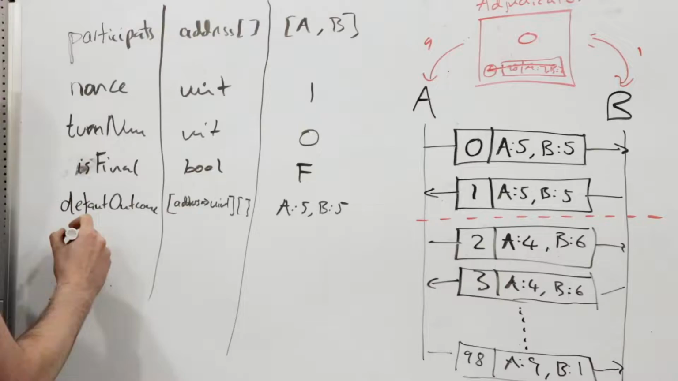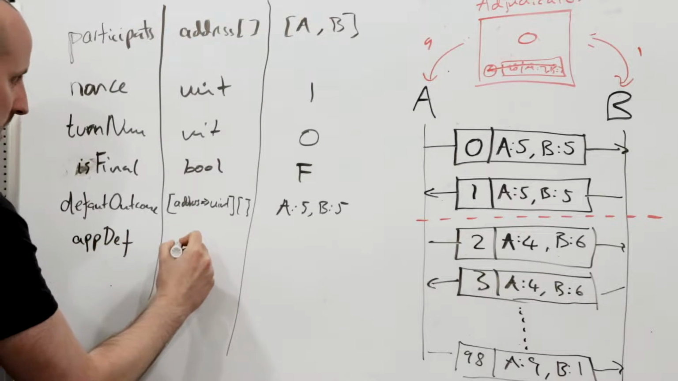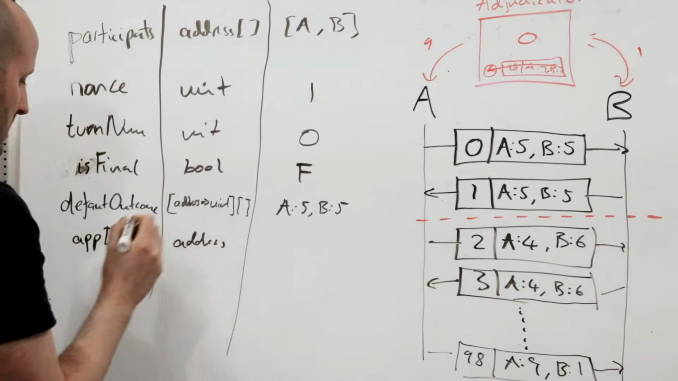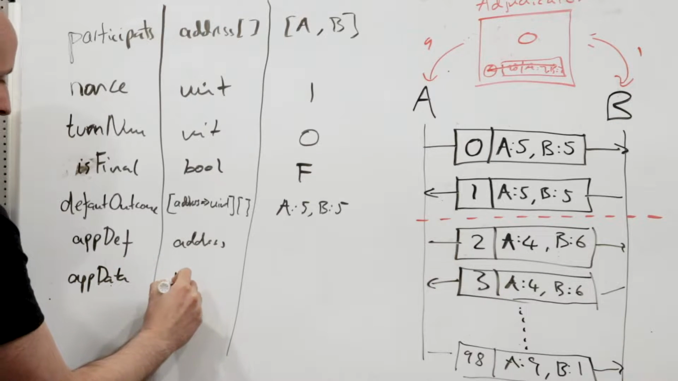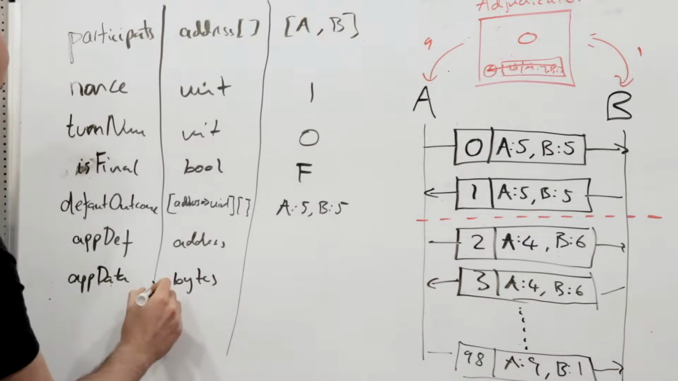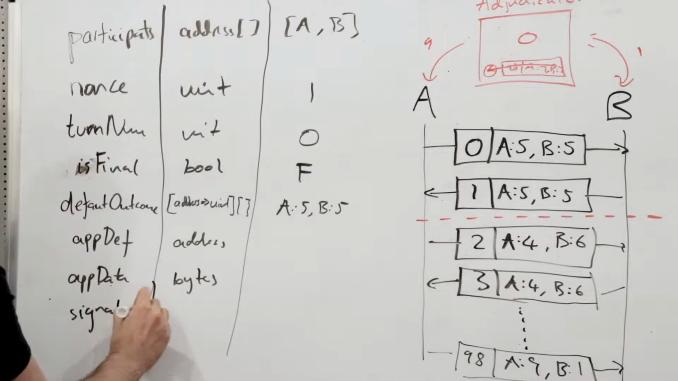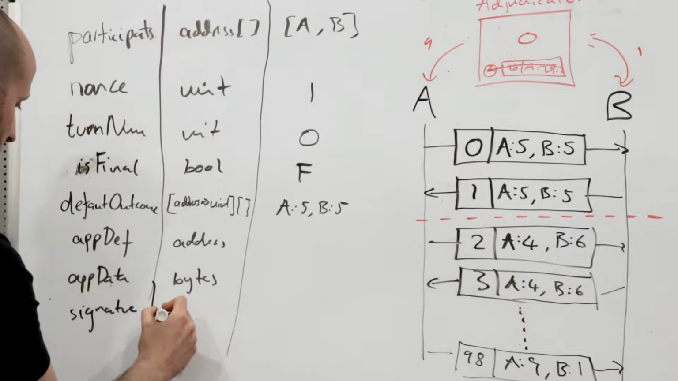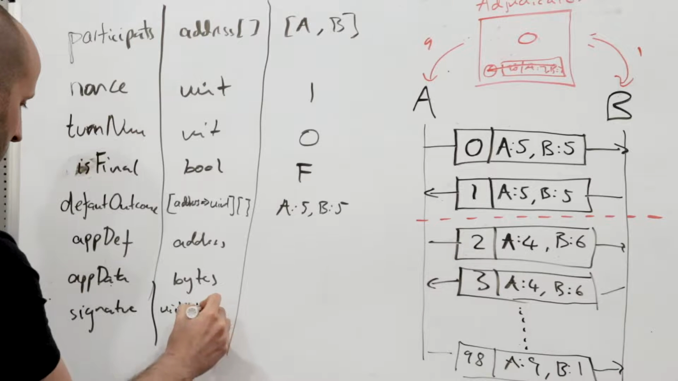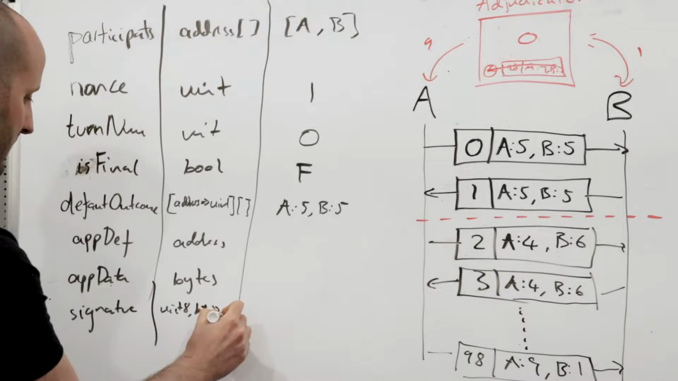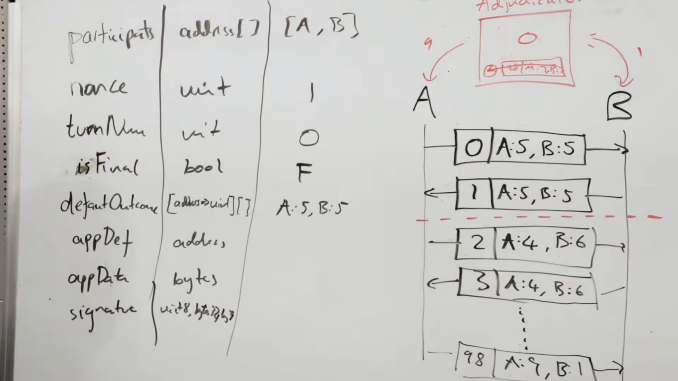Default outcome, okay, then we've got an app definition, which is an address. And then we have app data, which is bytes. And then we finish off with signature, which is whatever signatures are, like uint8, bytes32, bytes32. So this is the classic v, r, s type of thing, and this is the signature of the person who's signing it.